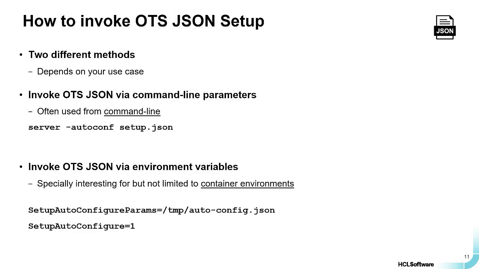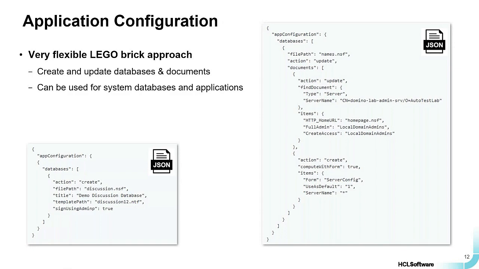That's one way. In container environments, but this is not just limited to container environments, you would specify the file name, and you would say setup autoconfigure equal 1, like in the environment setup. So this tells Domino do an autoconfig setup, but instead of using the environment variables, use this JSON file. This is pretty much the basics about one-touch setup. I will go into details.